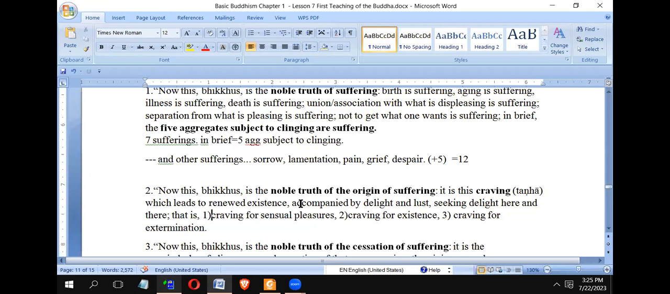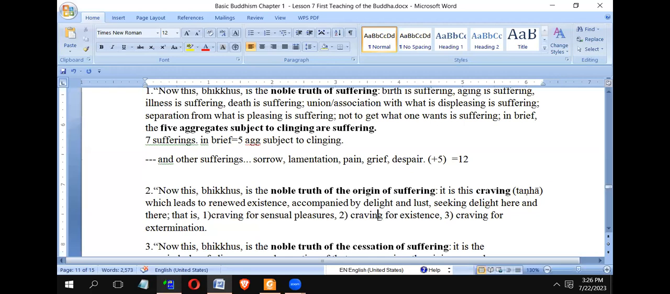Then this one, karma tanha: sensual pleasure, craving for existence, and craving for extermination. All right, so this one we know. We can see ourselves. You want this, you want that. Sensual desire means the five sense objects.